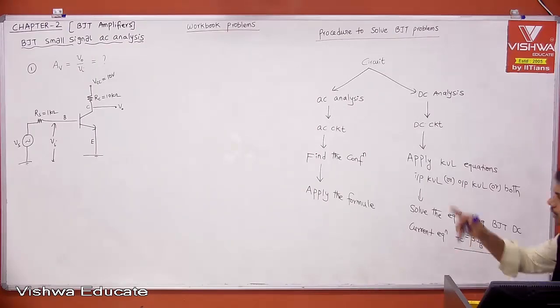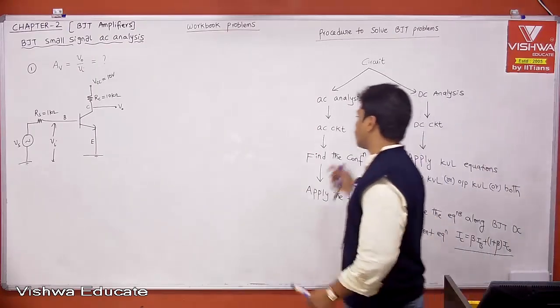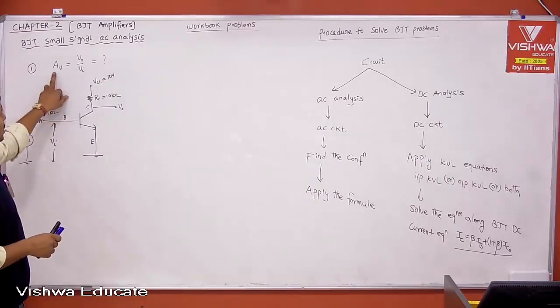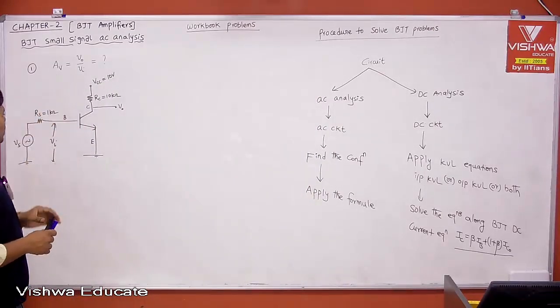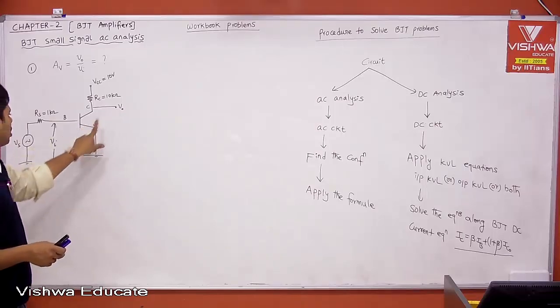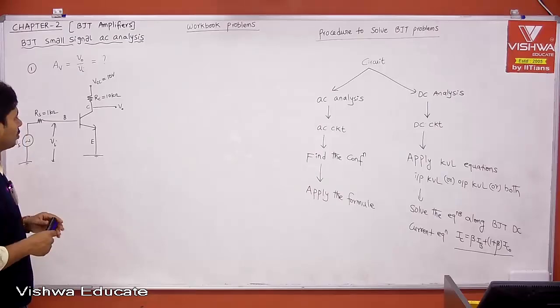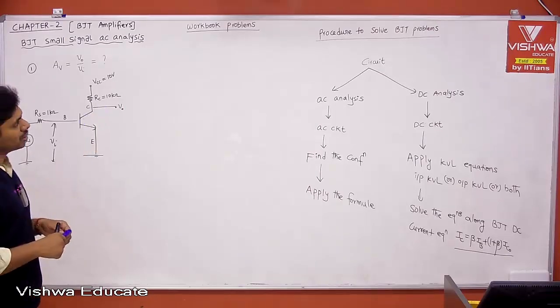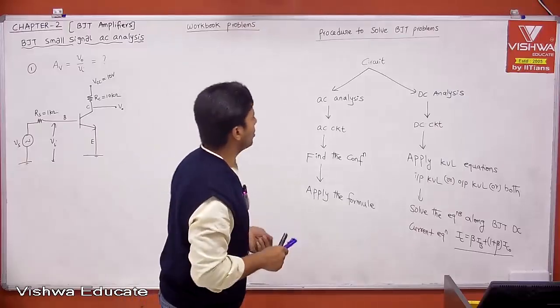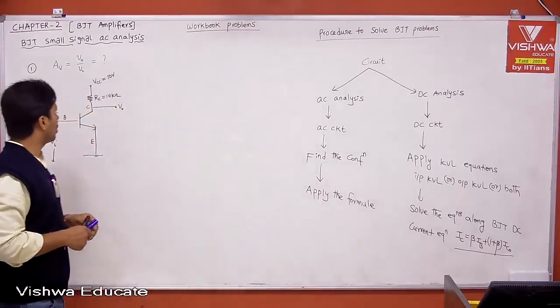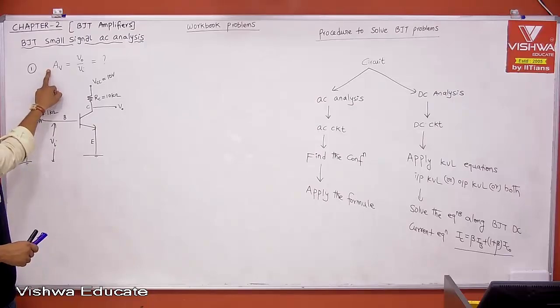Now let's see problem number 1. Let us apply the procedure. Now tell me, it is asking for voltage gain, right? What is voltage gain for this amplifier? It is asking for V0 by Vi, not V0 by Vs. It is asking for the core amplifier voltage gain. Now, first of all, based on the procedure, tell me whether the problem is related to AC analysis or DC analysis. Definitely AC analysis, because this is an AC parameter, right?